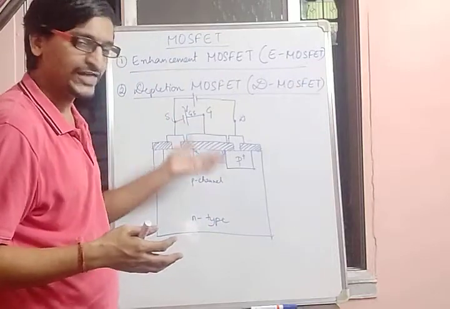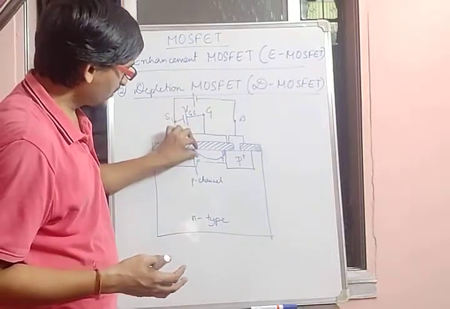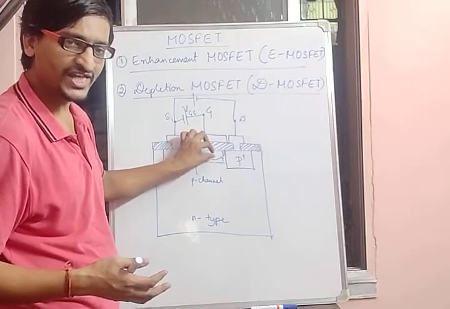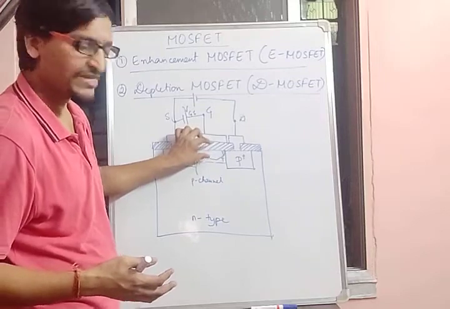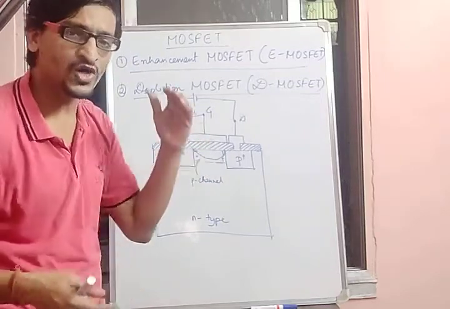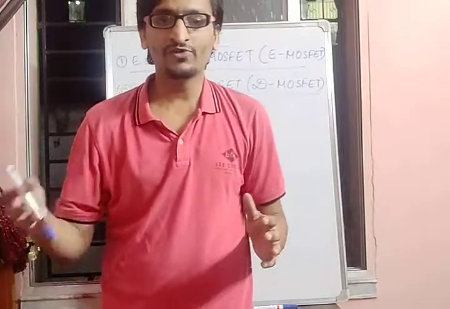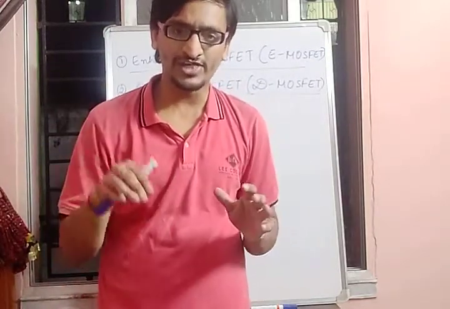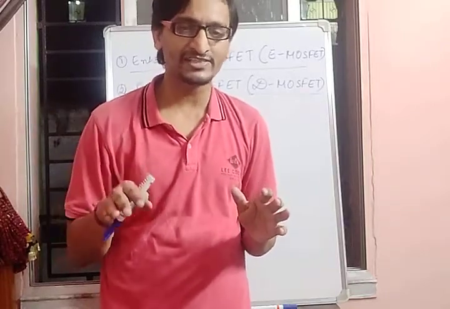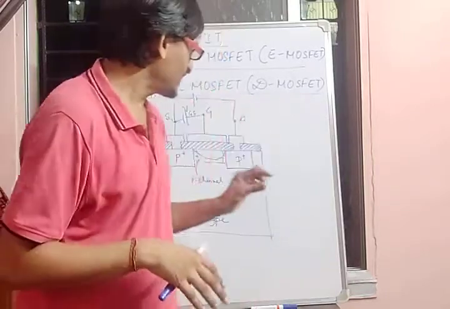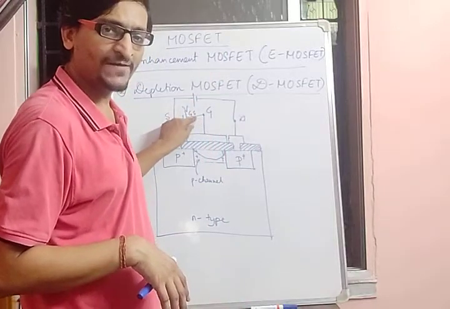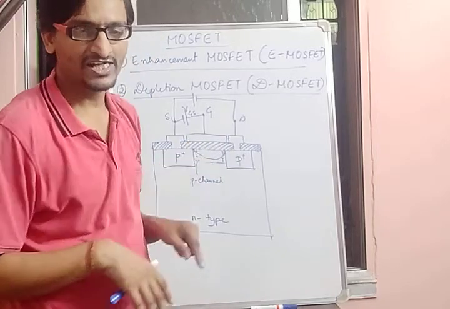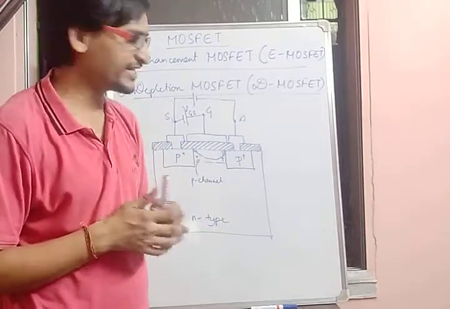Now if I increase the gate voltage further, what will happen? The width of this depletion region will go on increasing. As a result, the effective width of the channel will go on reducing. So if you increase the gate voltage, the effective width of the channel is going on reducing, and as a result its conductivity is reducing. That means as you increase the voltage, there is a depletion of the majority carriers in this channel.